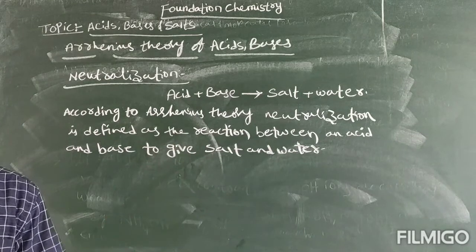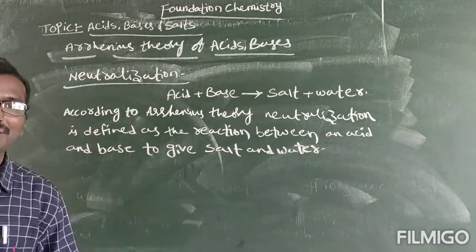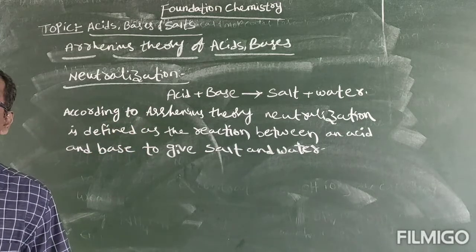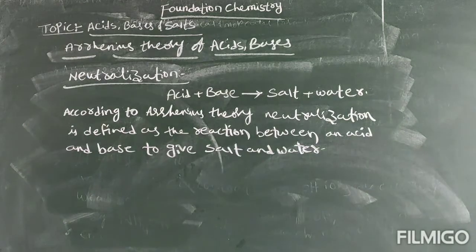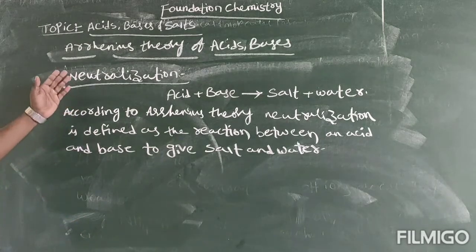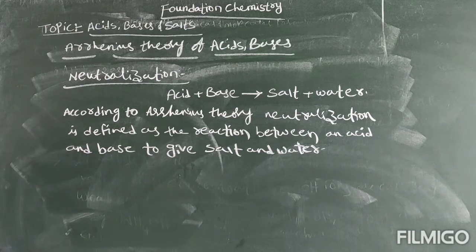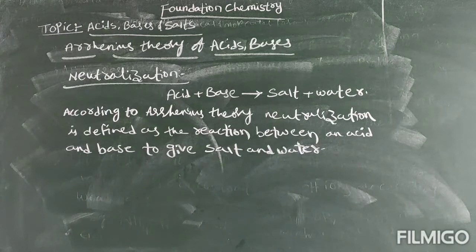What is an acid according to Arrhenius theory, what is a base and what is a neutralization reaction? And also we had the discussion regarding what is a strong acid and what is a strong base. So these are the Arrhenius theory of acids and bases. And next we will have the discussion about limitations of Arrhenius theory of acids and bases. You can note down this.